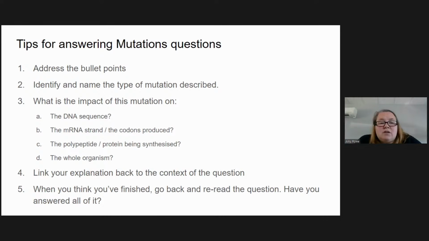Once you've identified the type of mutation, you need to describe what is the impact of this mutation on the DNA sequence. So how has the mutation changed the DNA sequence? How it has changed the mRNA strand, or the codons that are produced, how that will affect the polypeptide and the sequence of amino acids in the protein that's being synthesized, and bring it back to the context of the question by talking about how that mutation will affect the whole organism.